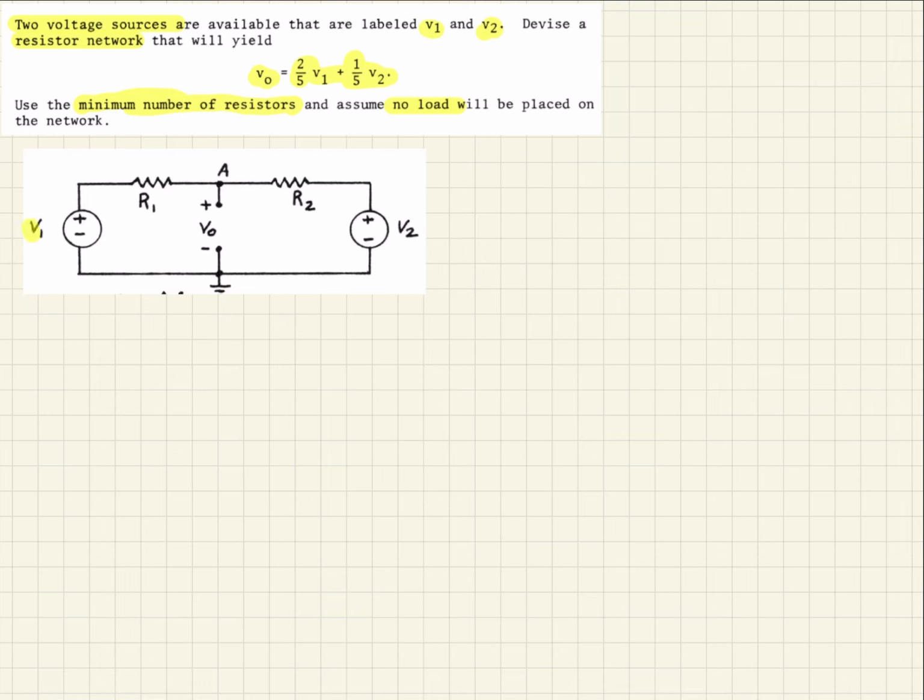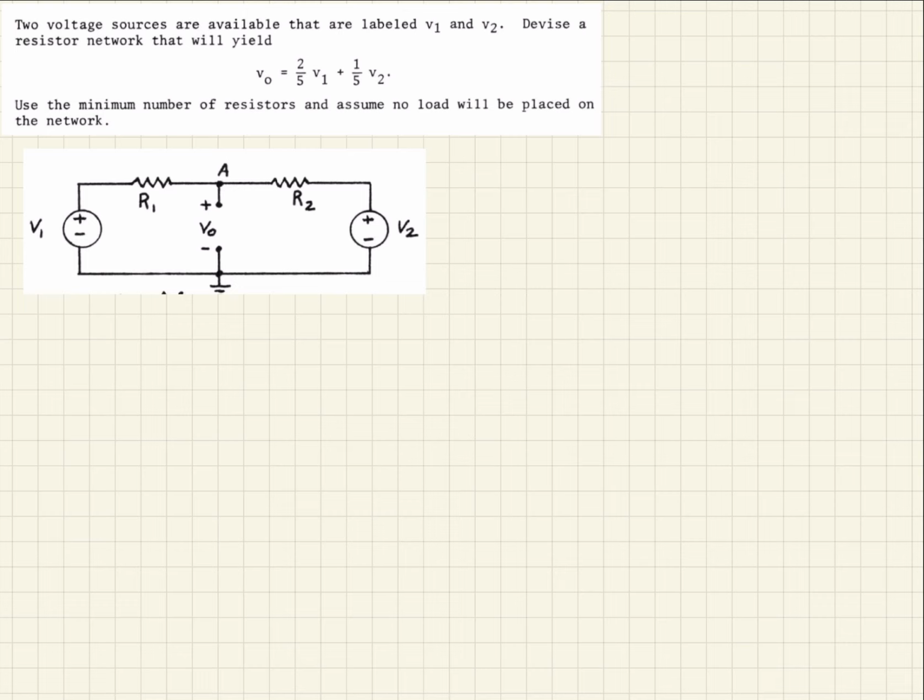Again, we have our two voltage sources. We're going to allow one resistor per voltage source, so that should be the minimum number of resistors. This is our output voltage, and again, no load across there, so it's going to be an open circuit. So let's see if we can come up with a way to design this circuit that they're asking for.